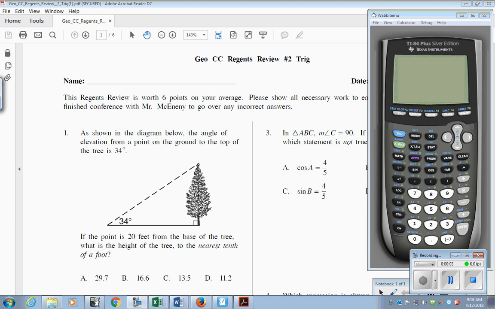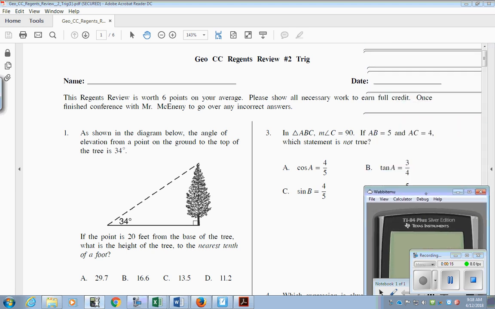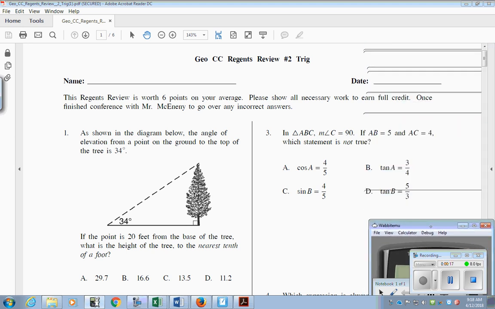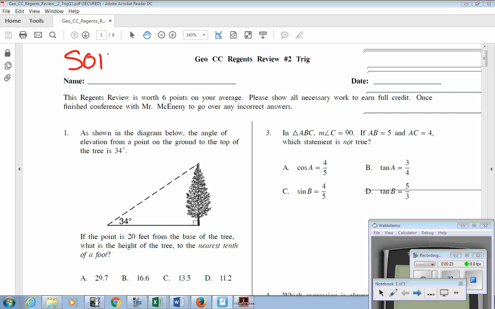Hey everyone, we're going to look at Regents review number 2, which is focusing mostly on trig, so sine, cosine, tangent. Some of the things that you need to know before we get started on some of the problems: the first thing you want to really focus on is the formulas themselves. Like we've talked about before, the whole SOHCAHTOA.